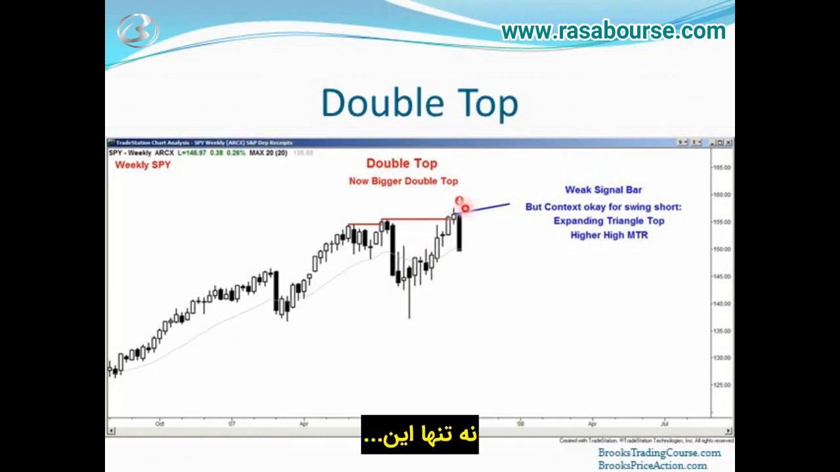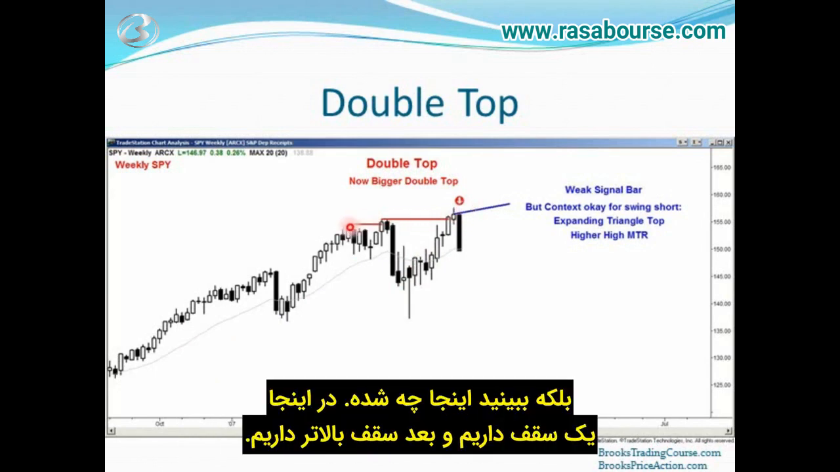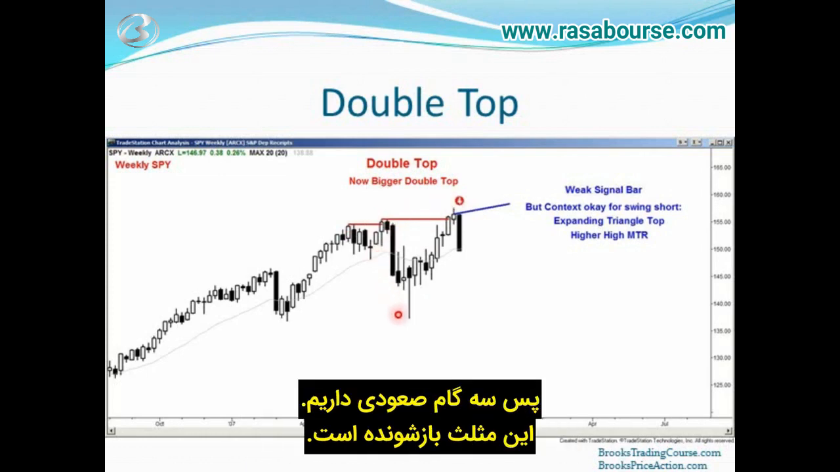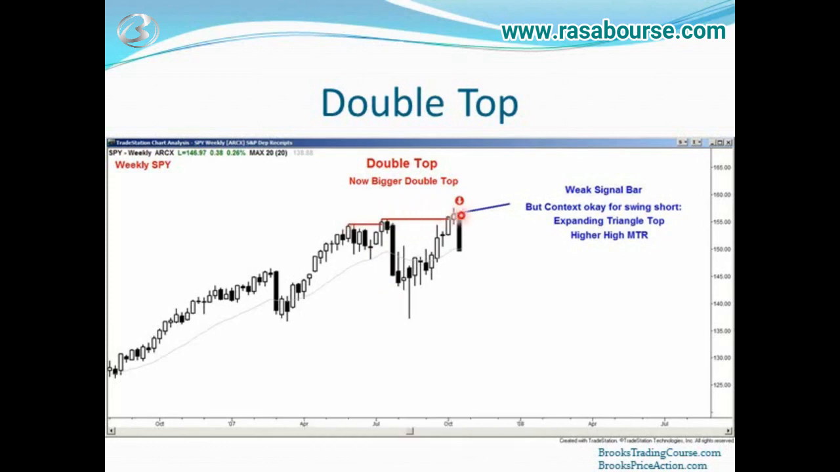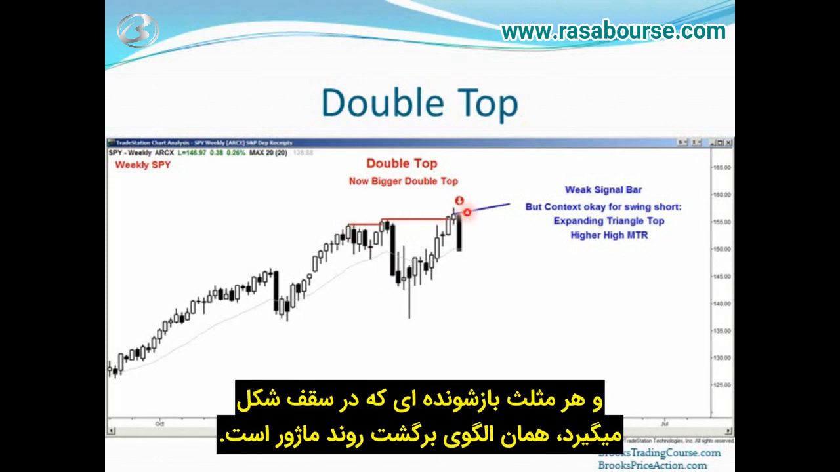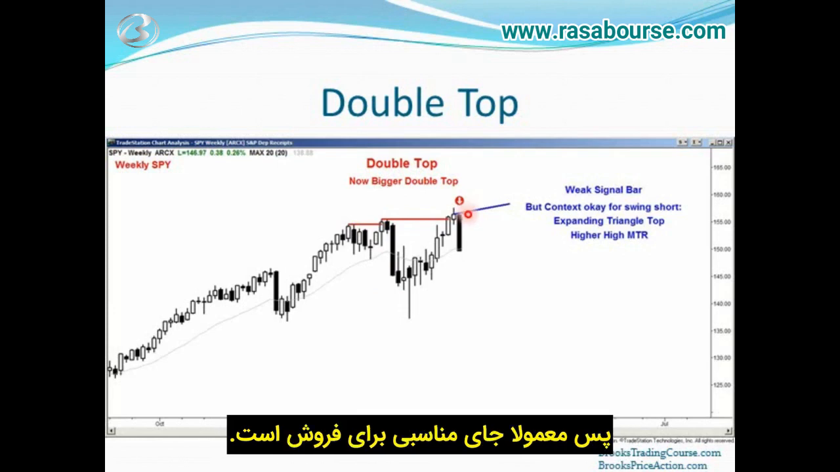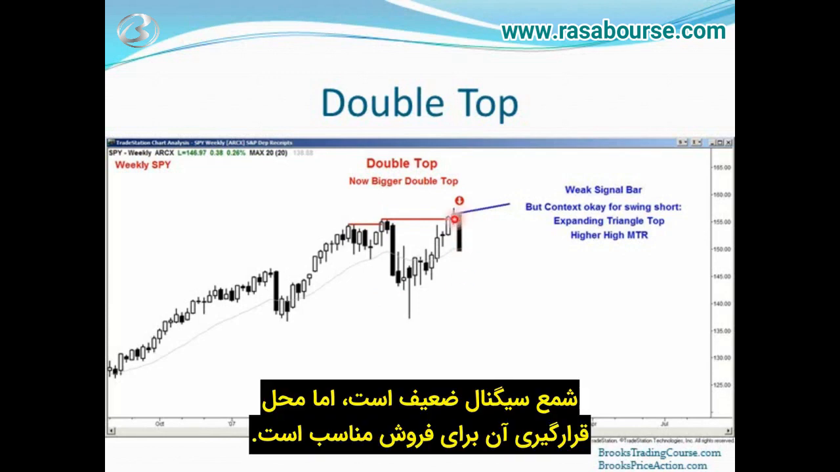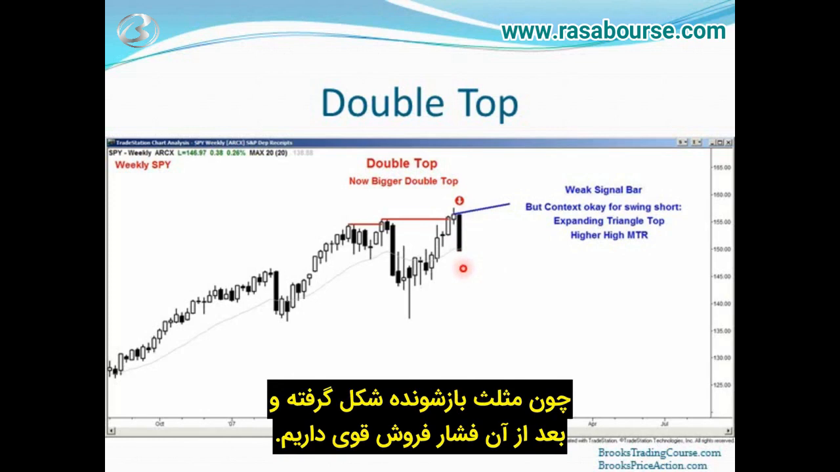Not only that, look what happened here. We have a high, a higher high, and a higher high. We have a low and a lower low. So 3 pushes up. This is an expanding triangle. And every expanding triangle top is a major trend reversal, and usually a reasonable short. A weak signal bar, but the context is good for a short, an expanding triangle following very strong selling pressure.